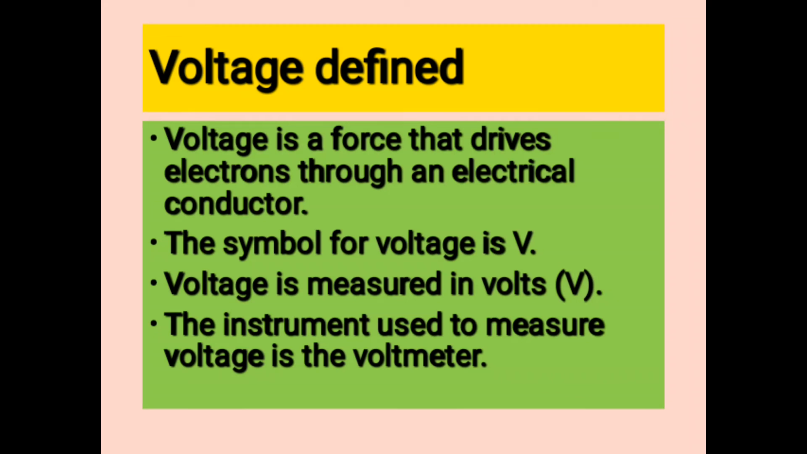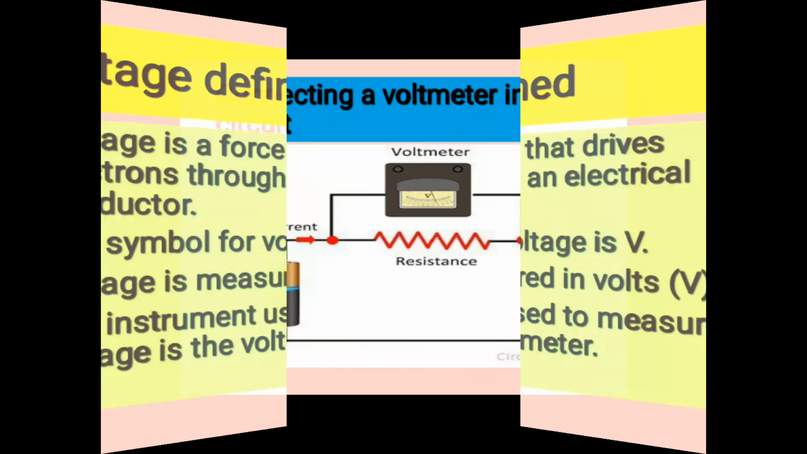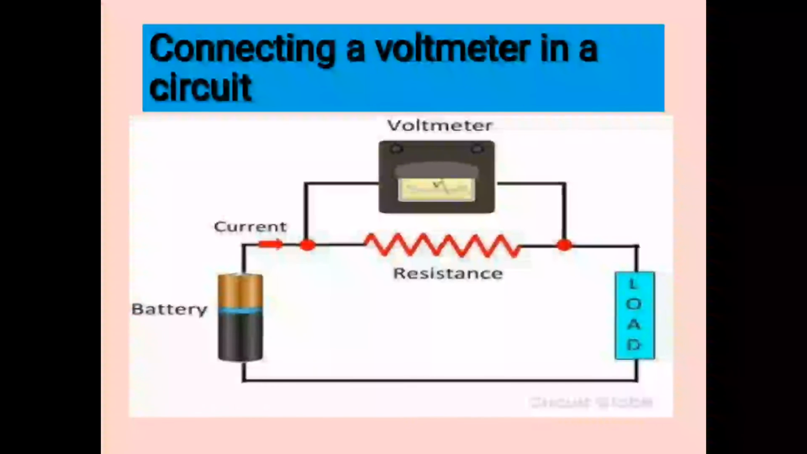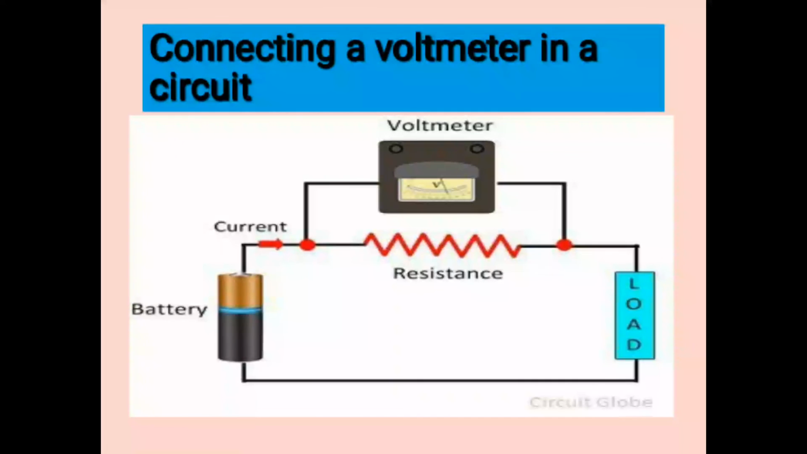Another thing that we need to know concerning voltage is the instrument which we use to measure the voltage, which is simply the voltmeter. So now we need to know how we can connect this voltmeter in a circuit. Very important. Looking at connection in terms of the terminals, the positive terminal of the battery is connected to the positive terminal of the voltmeter, and the negative terminal of the battery is connected to the negative terminal of the voltmeter.